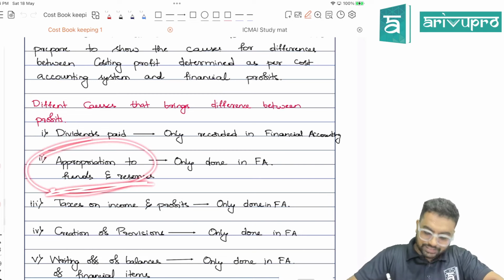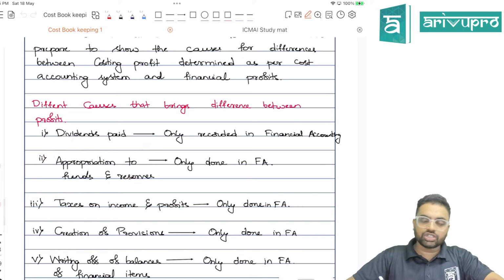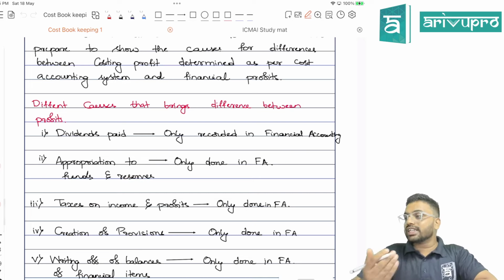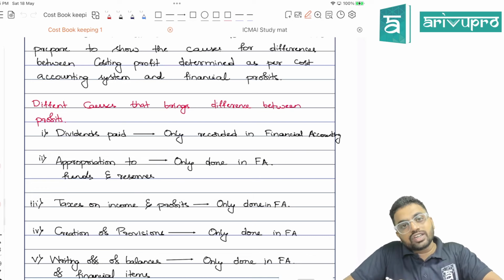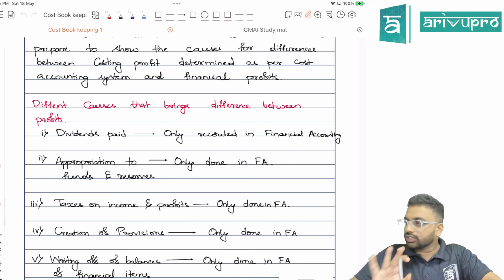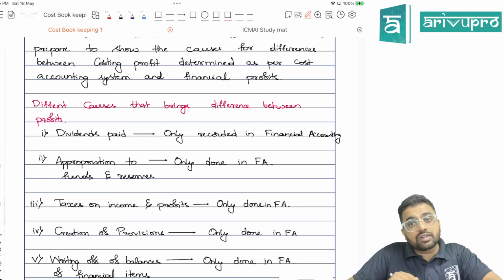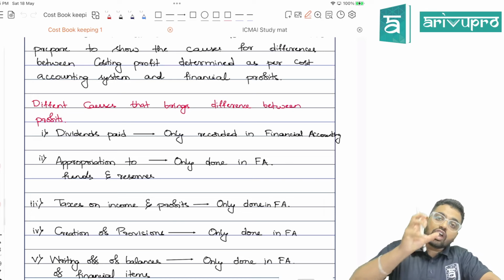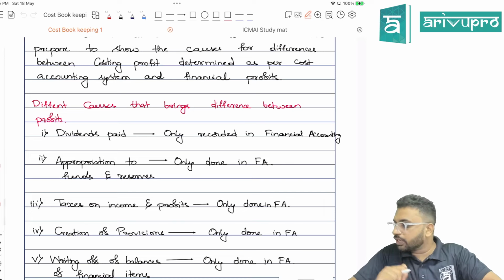Appropriation of funds and reserves. We'll transfer so much to capital redemption reserve, so much to general reserve, so much for dividend. That is nothing but appropriation. What does charge against profit mean, sir? Charge against profit means that whether you have a profit or not, you should pay those expenses. Appropriation of profit means if you have a profit, how you distribute that profit out of it. That is known as appropriation of profit.